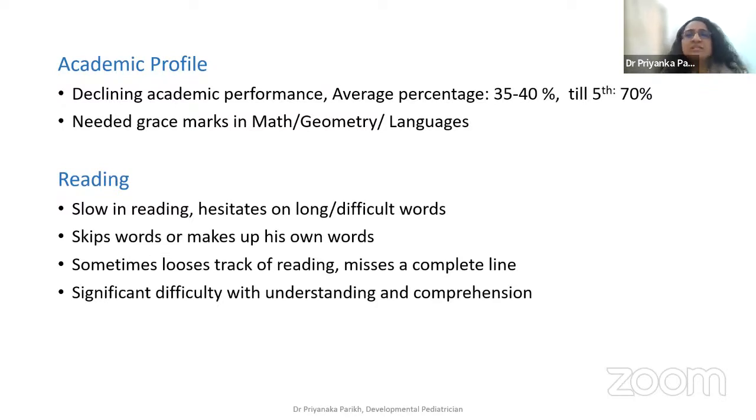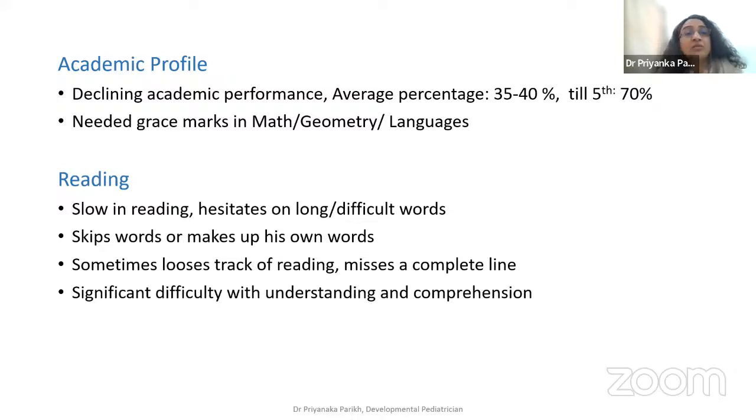So the child was getting about 70-75% marks, doing quite okay. But as secondary school started, the academic performance started declining. So now the child is getting around 35-40%. And in the last exam, which really alarmed everyone, he also needed grace marks to pass in his math and geometry and languages.